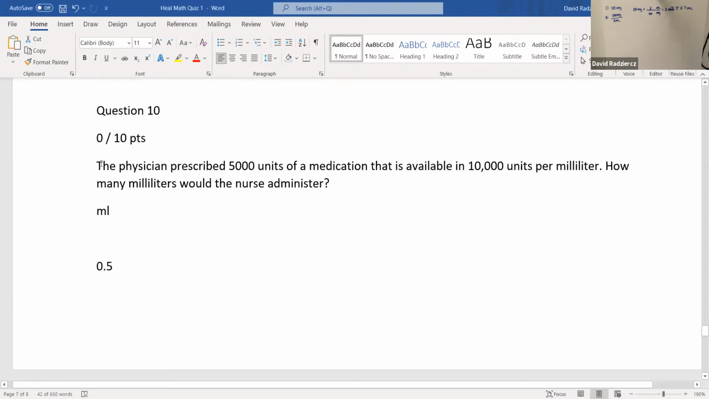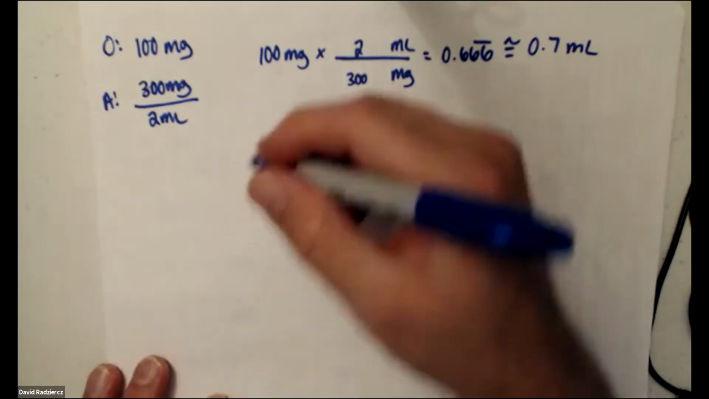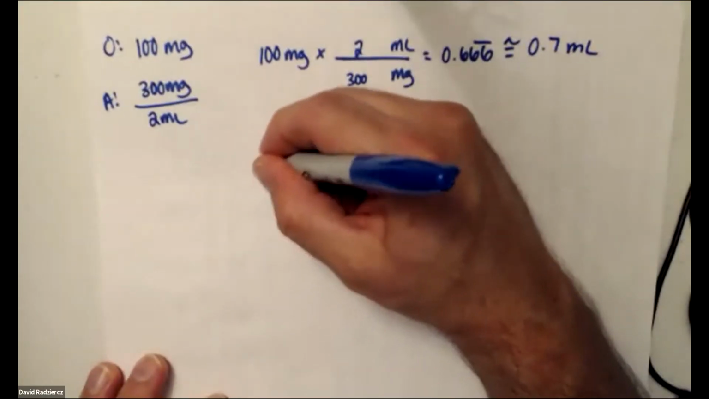Physician prescribed 5,000 units of a medication that is available in 10,000 units per milliliter. How many milliliters would the nurse administer? This one's a little more straightforward than even the previous one. You have 5,000 units ordered, 10,000 units per milliliter, so you can even do this in your head and realize the answer is going to be 0.5. But if you need to show your work, let me show you what that looks like. Again, I always start with the order, which was the 5,000 units.